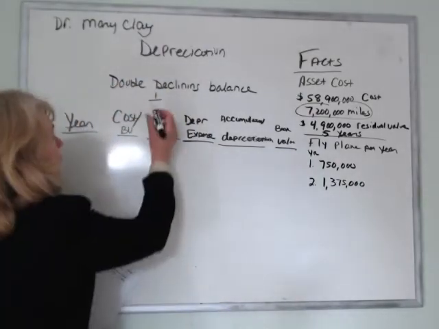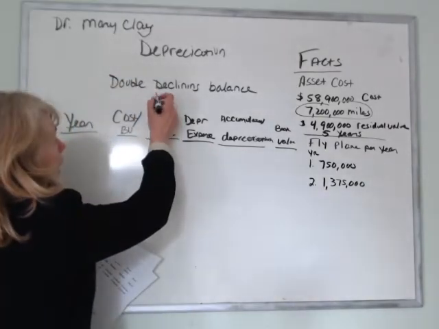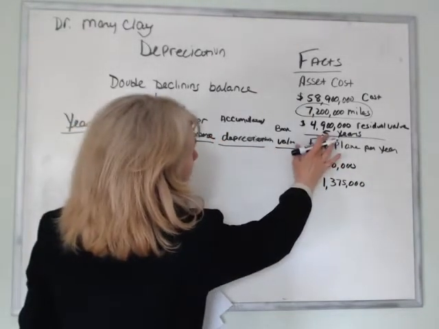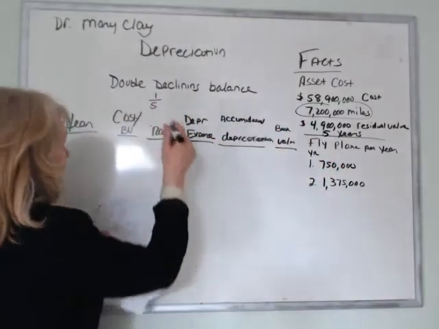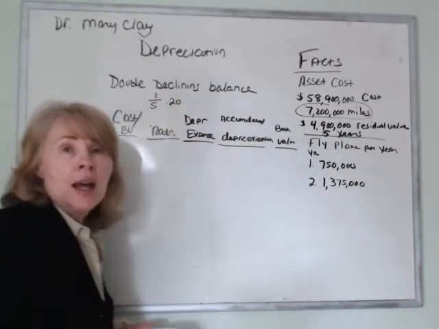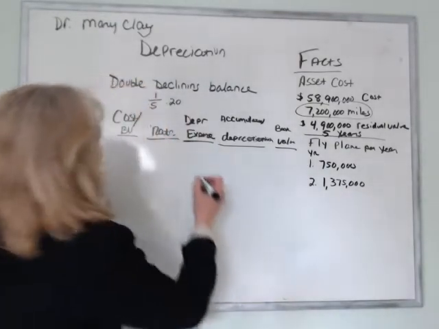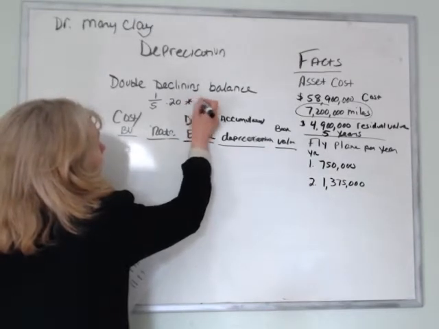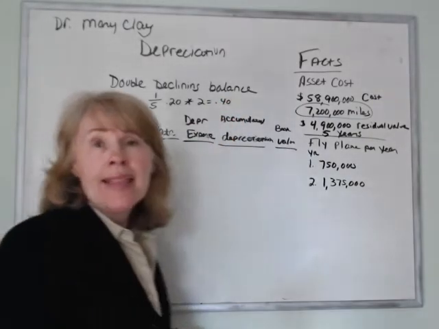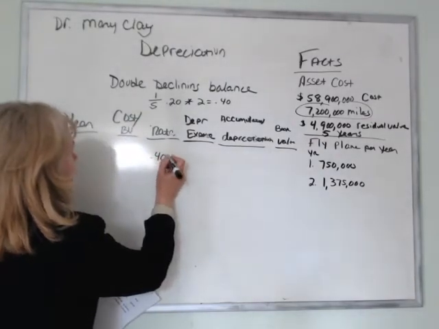1 divided by 5, okay? Why? The number of years. So 1 divided by, 1 never changes. What changes is the number of years. How many years in this problem? 5 years. So 1 divided by 5 gives me 0.20, okay? However, double declining balance, it will always be double the straight line rate. So I take this and I multiply it by 2, and that equals 0.40. Boom, that's your rate. Bring that right down. So I have 0.40, okay?